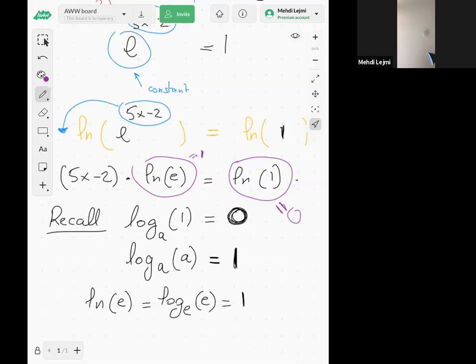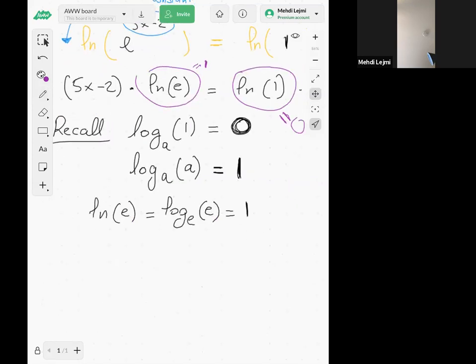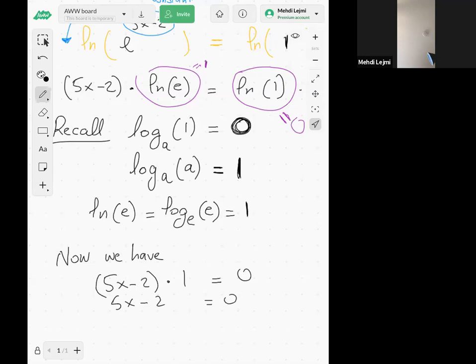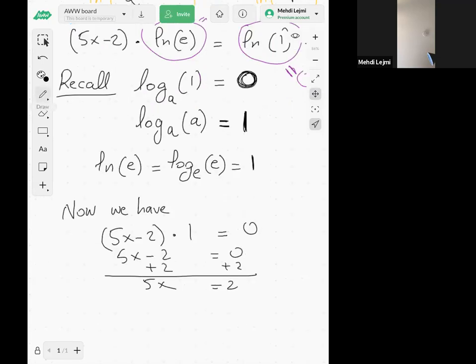So now the equation is very, very simple. We have 5x minus 2 times 1 equal to 0. So it's just 5x minus 2 equal to 0. Plus 2 both sides, so it's 5x equal to 2. And then, of course, we divide by 5. So then your x is 2 over 5. And this should be your final answer.